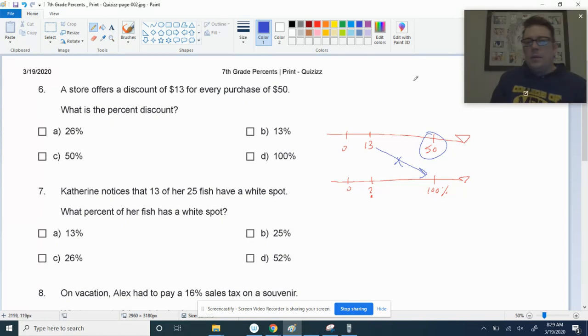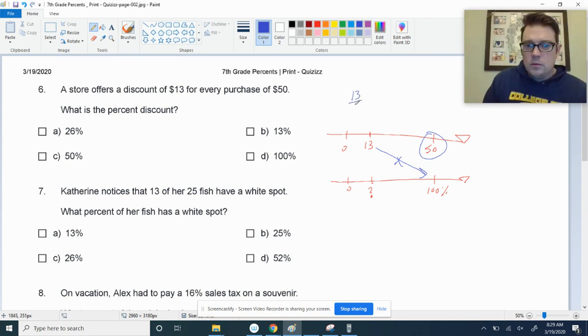Another way you could have thought about that, and the way that I do because it's faster, is we want to get this fraction, 13 out of 50, to a fraction out of 100. So boom, 100 on the bottom, double. If you double 13, you get 26. Right? So that's another way to think about it. Much faster that way. All right, next one is very similar, 13 out of 25.